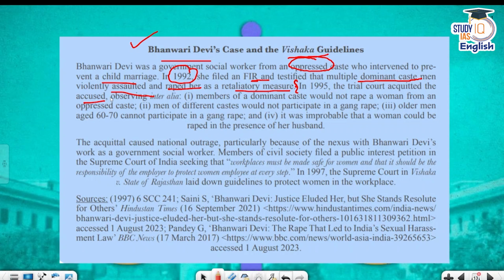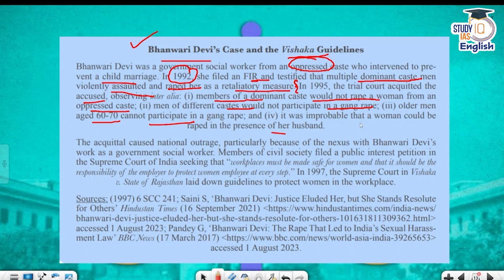And the reasons, let's see them. Members of a dominant caste would not rape a woman from an oppressed caste. Men of different castes would not participate in a gang rape. Older men aged 60 to 70 cannot participate in a gang rape.